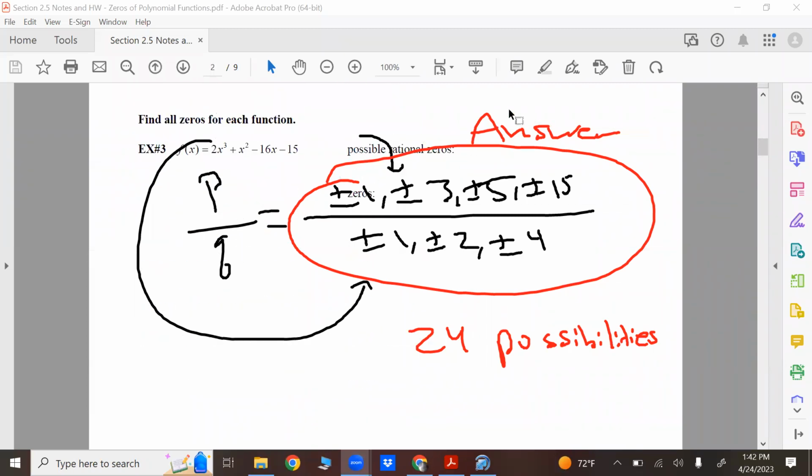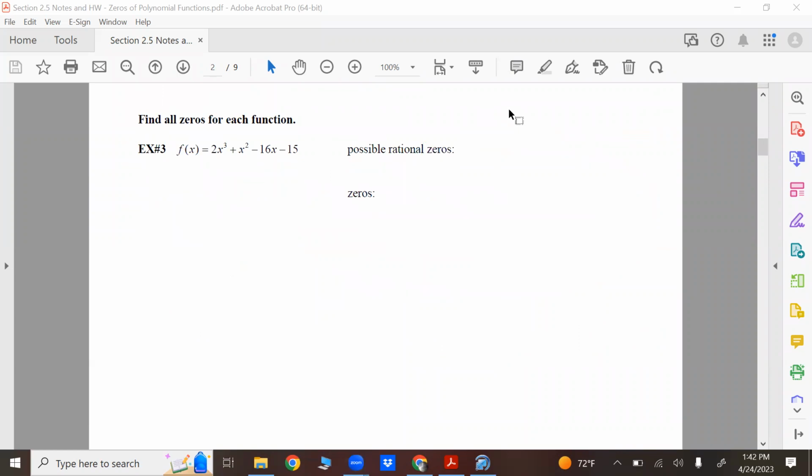All right, now in this case, you're going to have to solve for the x-intercepts. I will give you one of them. So here's what we're going to do first. Let's write the possible rational zeros, get that out of the way.